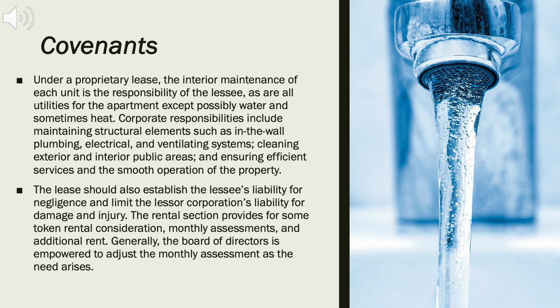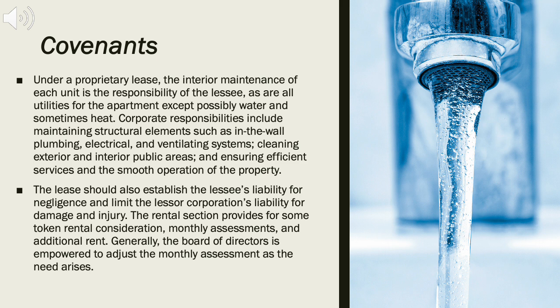Covenants. Under a proprietary lease, the interior maintenance of each unit is the responsibility of the lessee, as are all utilities for the apartment, except possibly water and sometimes heat. Corporate responsibilities include maintaining structural elements such as in-the-wall plumbing, electrical and ventilating systems, cleaning exterior and interior public areas, and ensuring efficient services and the smooth operation of the property.